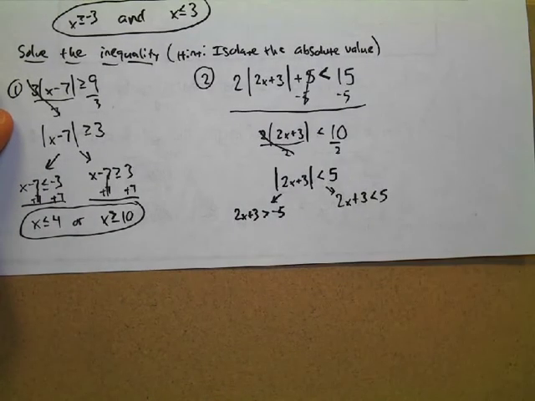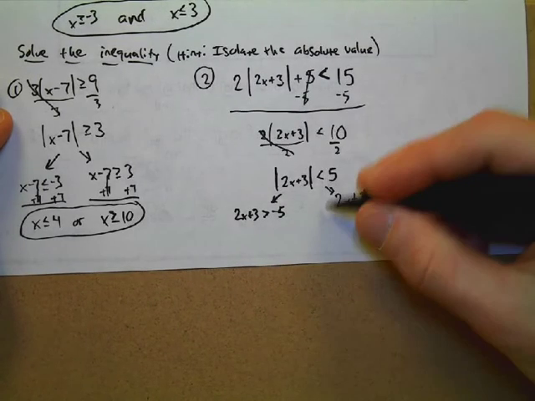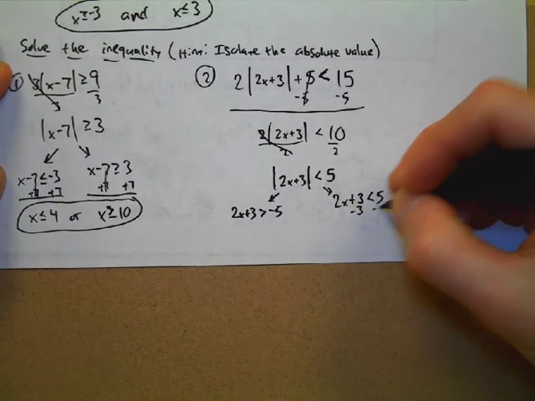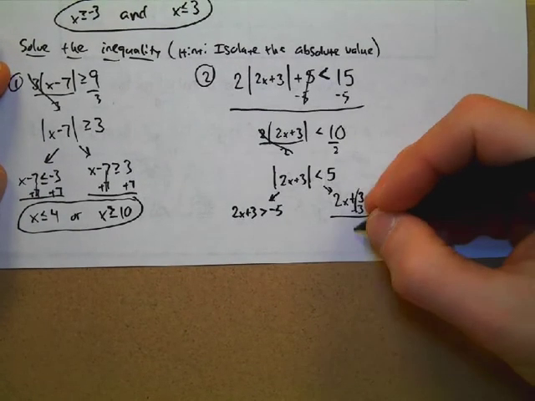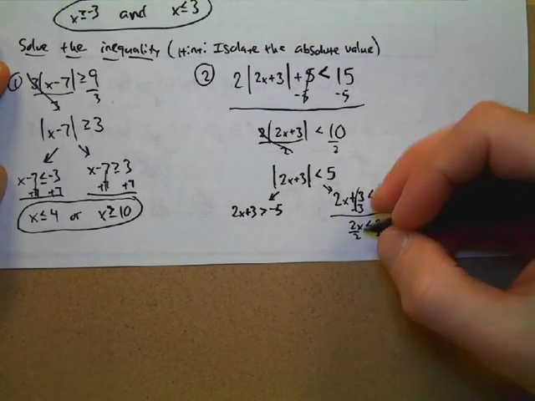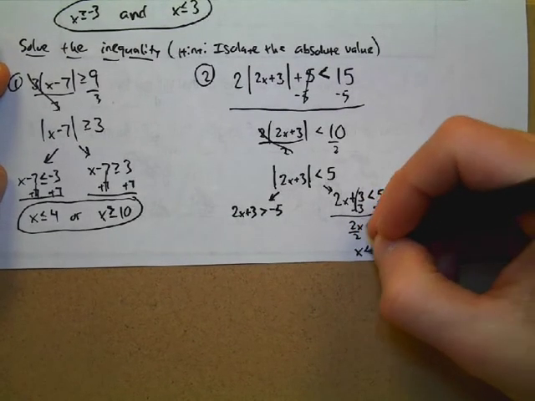And let me just solve. Matthew, how would I solve from here? How about this one right here? What would I do to this one to solve it? Subtract 3. Then divide by 2. 2x is less than 2, so divide by 2, x is less than 1.